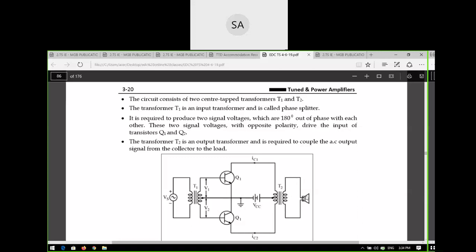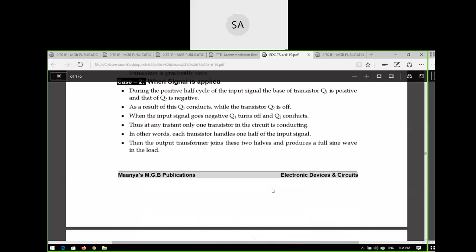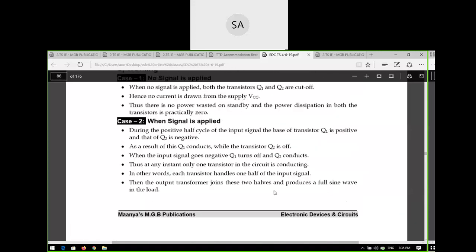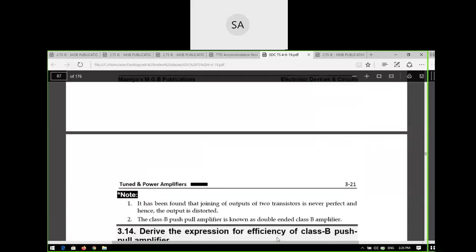Okay, is it clear? So overall, the output voltage or output current of the coupling transformer is a combination of IC1 and IC2. So this is the working of your class B push-pull power amplifier.